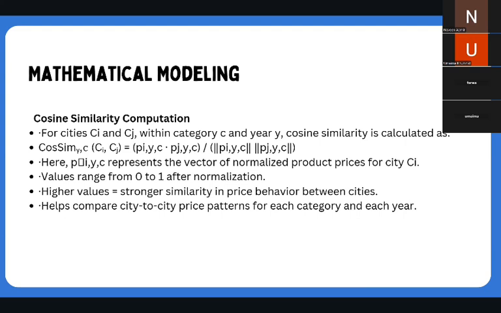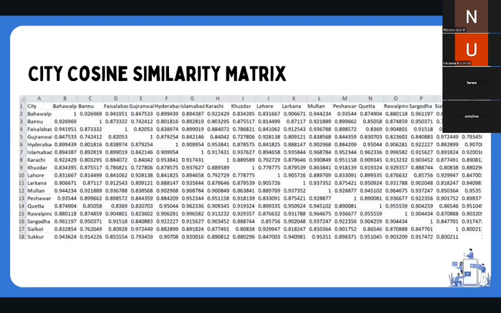So, what we did is compute cosine similarity for every pair of cities, for every category, and for each year. This gives us a full matrix of how cities relate to each other. And this similarity matrix becomes the foundation for our graph construction, which my teammate will explain next.